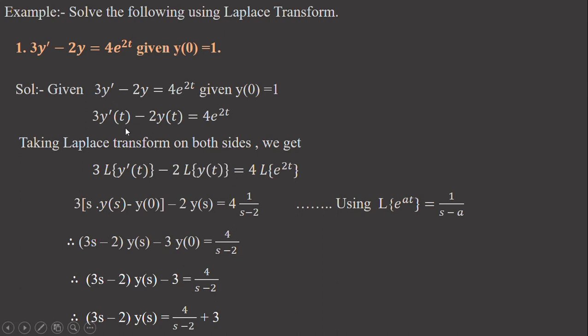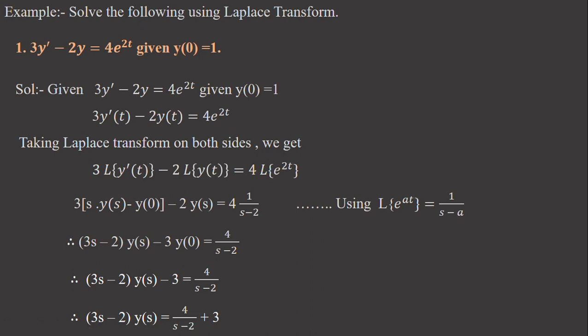Let's see one simple example first. Solve the following linear differential equation by using Laplace transform. The equation is 3 into y dash minus 2y equal to 4 e raised to 2t. The initial condition given is y of 0 equal to 1.